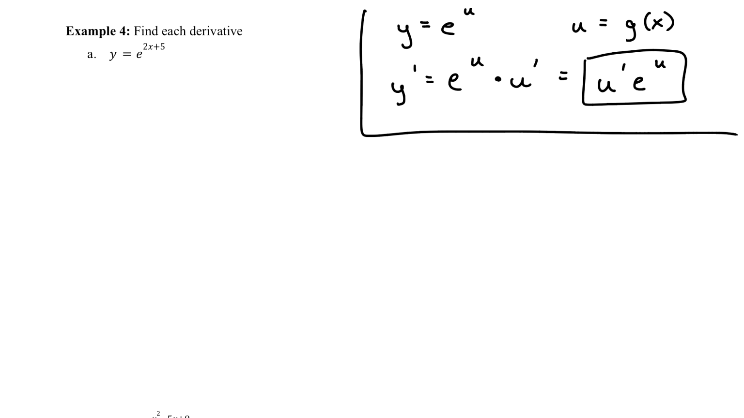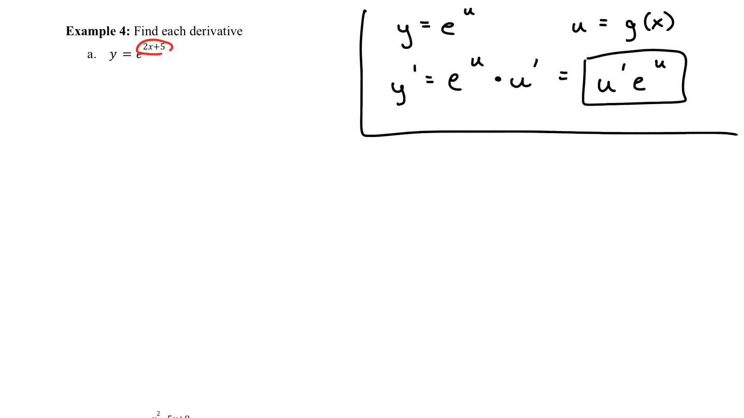So we'll look at a couple of examples here. In our first problem, we've got y equals e to the 2x plus 5 power. When you're working with exponentials, if this power of e is anything more complicated than just x, if it's 2x or x squared or x cubed, whatever it is, then we're going to have to use the chain rule. So that's kind of what tells me, hey, we're going to have to use the chain rule here.